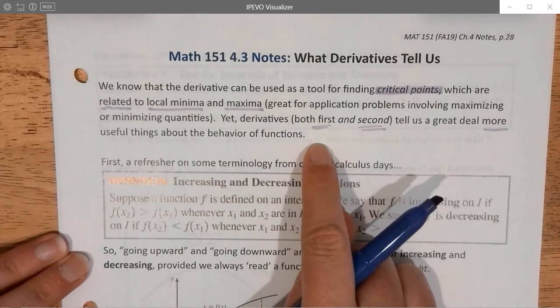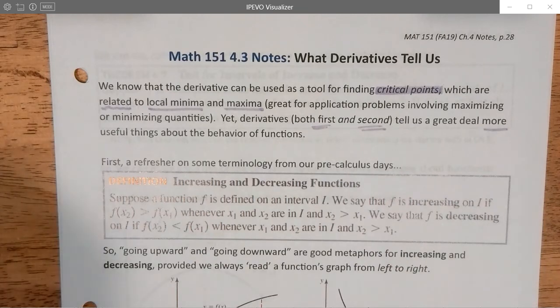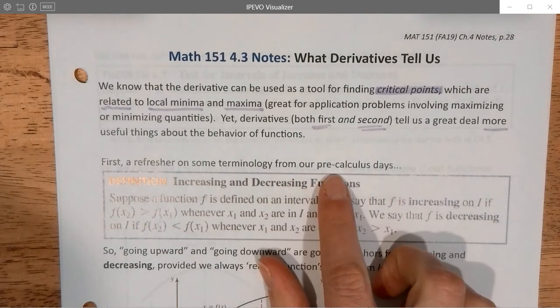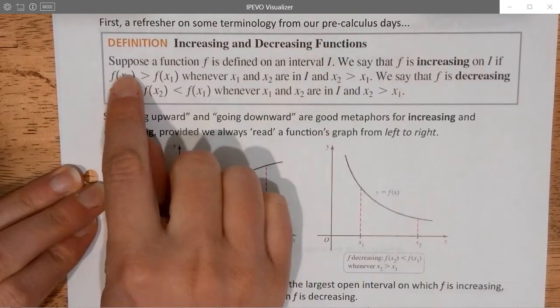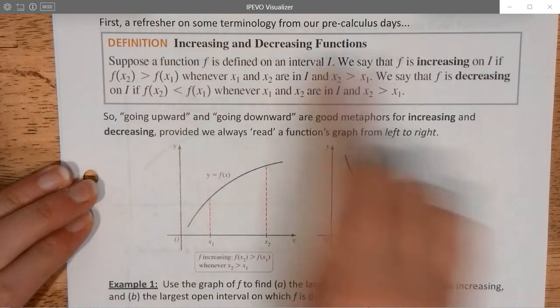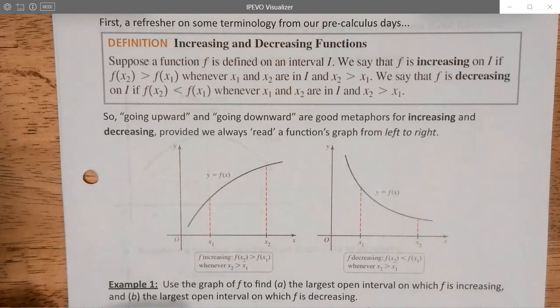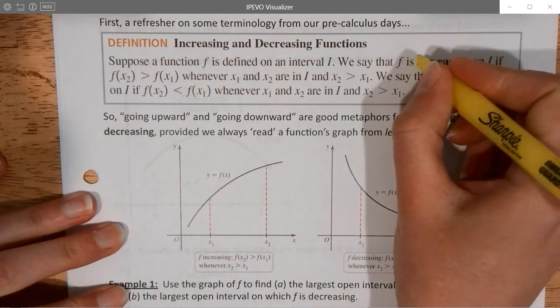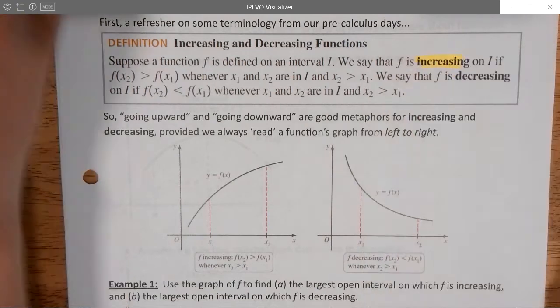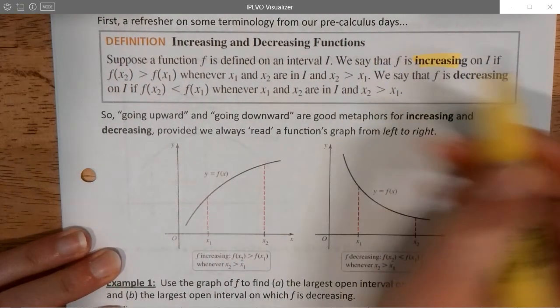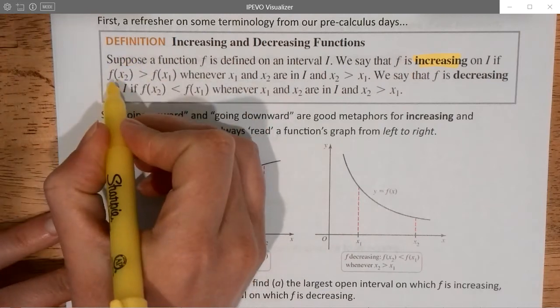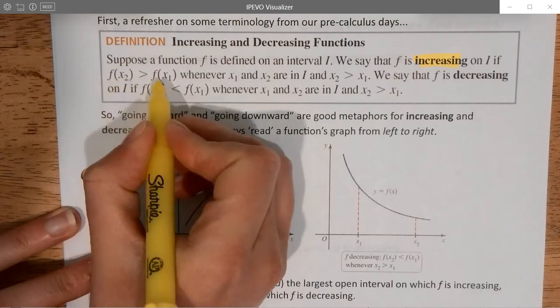Okay, before we begin, we're actually going to look at a little refresher from our pre-calc days, just some definitions here of increasing and decreasing functions. So first of all, suppose that a function f is defined on an interval. We say that f is increasing on an interval if every subsequent y value is greater than the previous.